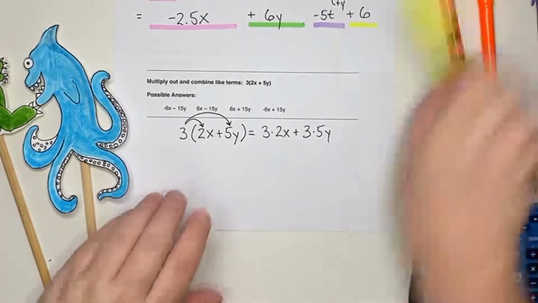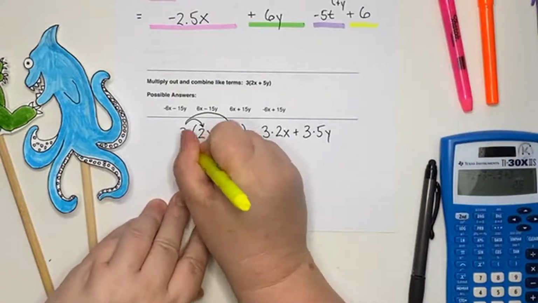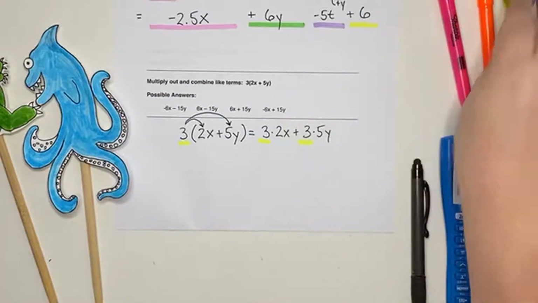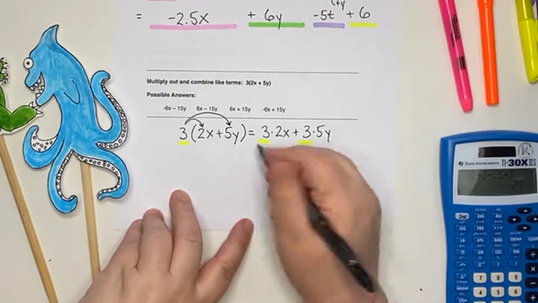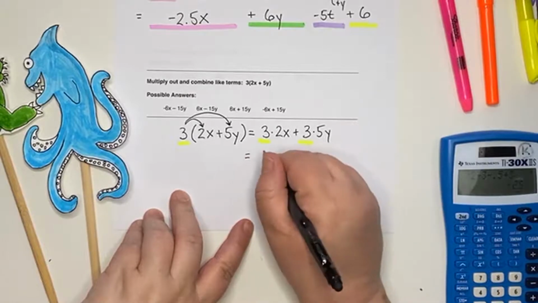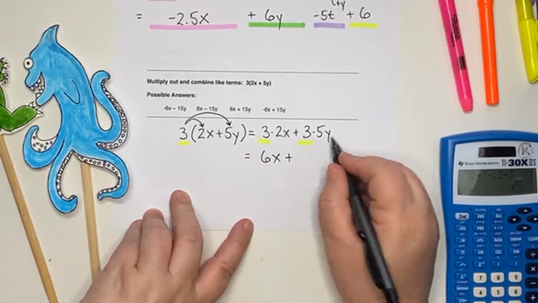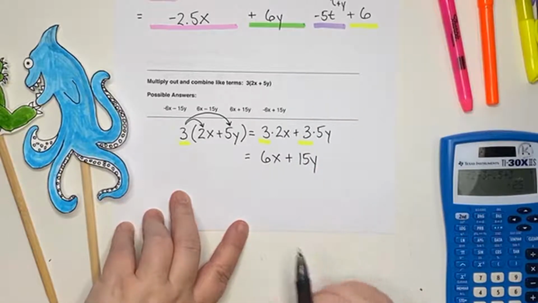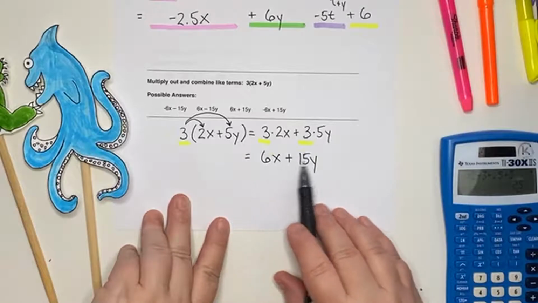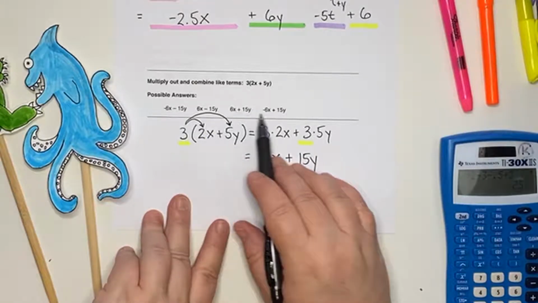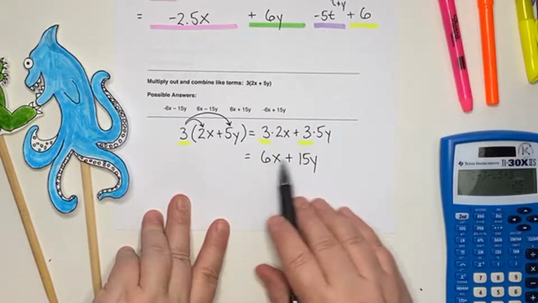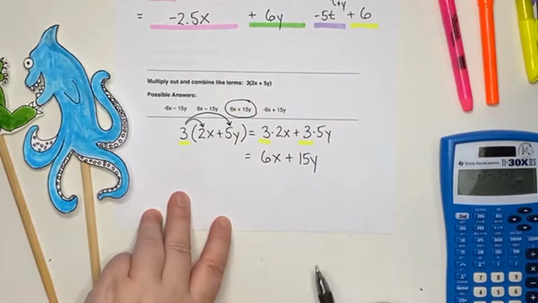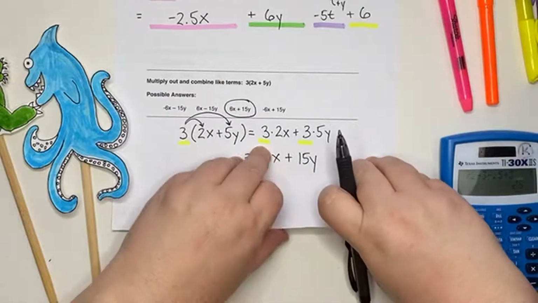And either you can, if you want to write it out like this, right, you can do that. And you can see that the 3 visits both of the terms inside the parentheses. And then let's see, I get 3 times 2x is 6x, plus 3 times 5y is 15y. And then I notice that all the answers involve a 6x and a 15y, just lots of different signs. So I need the one where 6 is positive and 15 is positive. That's this one right here. Woohoo. Nicely done.